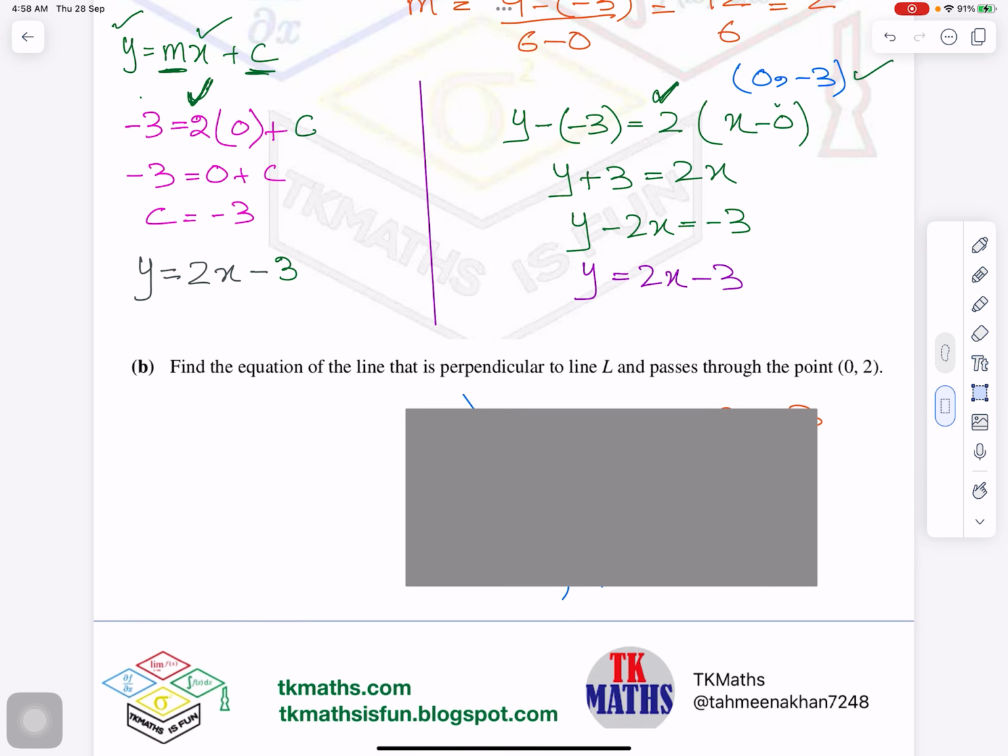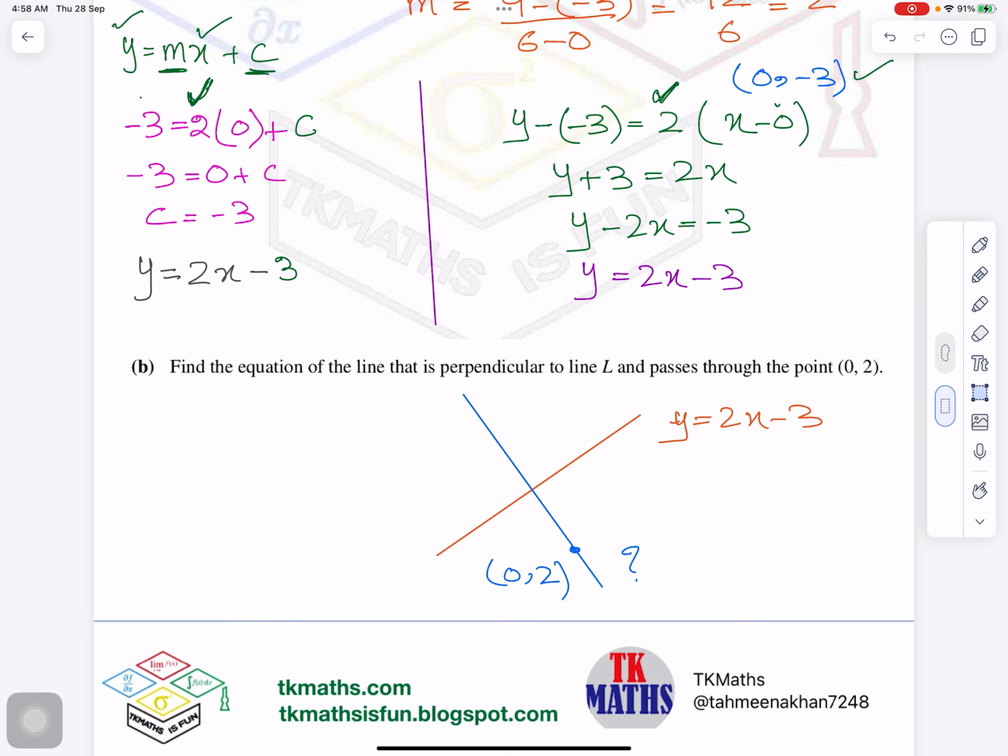The second part of the question is saying, find the equation of the line that is perpendicular to line L and passes through the point (0, 2). Now, if you make a habit of transforming a worded question into a sketch form, it will be easier for you to understand the concept. So I have done this sketching here for you, because words usually confuse the student.